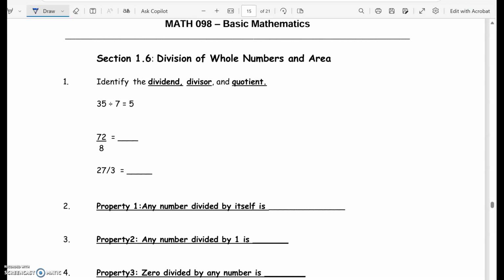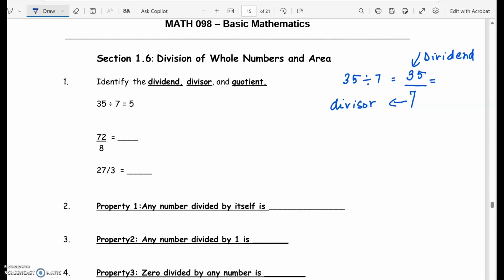This section covers division. Now, suppose we have 35 divided by 7. It is the same as the number 35 is divided by the number 7. The numerator is called the dividend. And the denominator, what you're dividing by, is called the divisor. So remember these terms: dividend, the numerator; divisor, what you're dividing by.